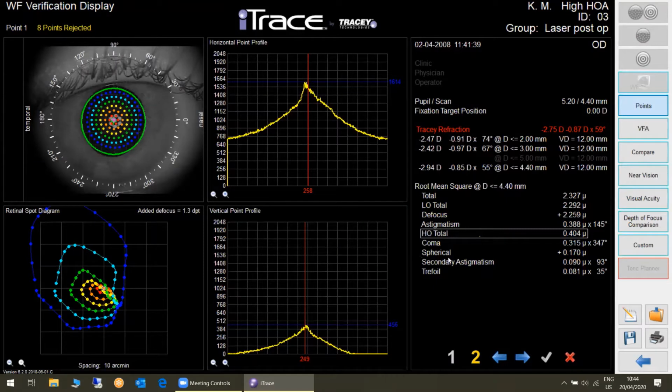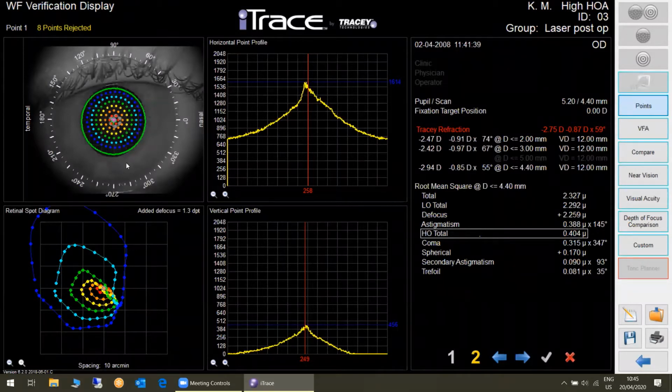So the spherical gives you glare and halo. Trefoil gives you starburst. Starburst is when you drive towards a car at night and there are rays of light coming out of the light source. If it's 3 rays of light, they call it trefoil. If it's 4, excuse me for the Italians, but it's old Greek, it's tetrafoil, pentafoil, heptafoil, hexafoil. So we call it the foils.